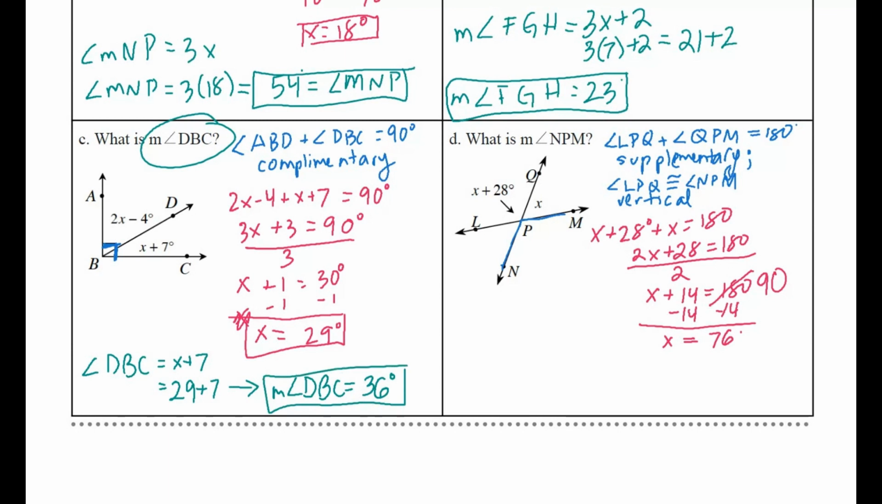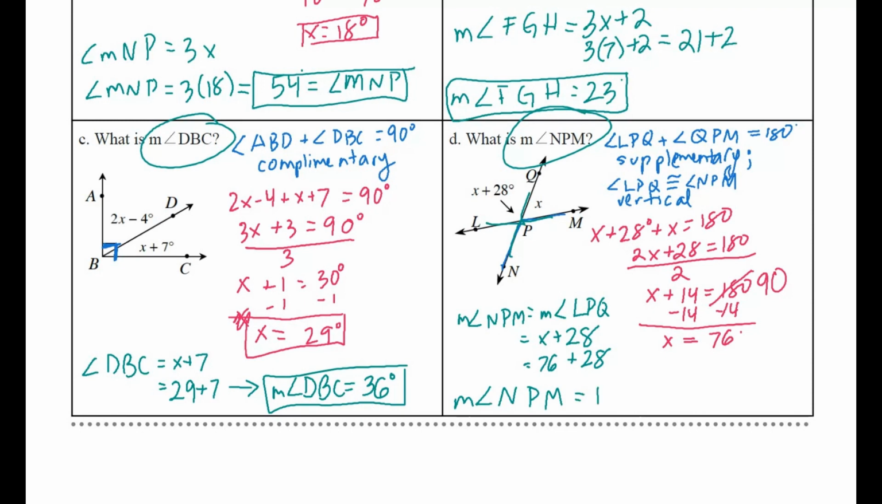Last but not least, I'm asked for the measure of angle NPM. The measure of angle NPM is equal to the measure of angle LPQ because they're vertical. Therefore, it's equal to x plus 28, which is 76 plus 28, which is 104. So the measure of angle NPM comes in at 104 degrees.